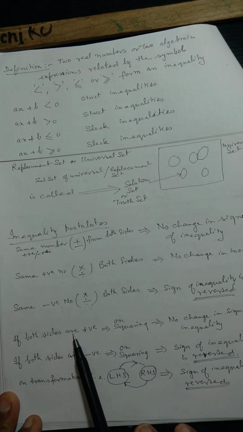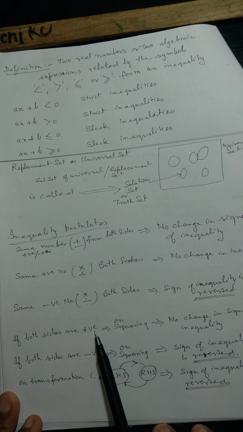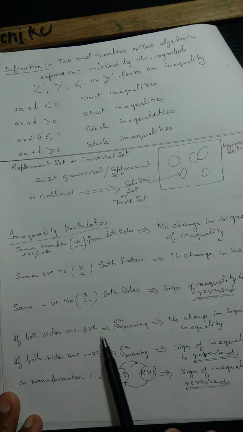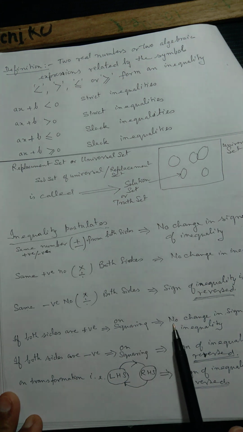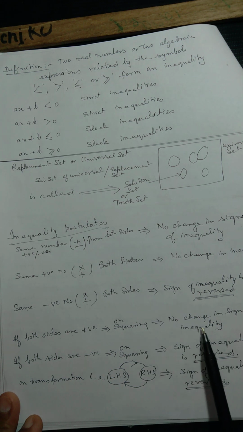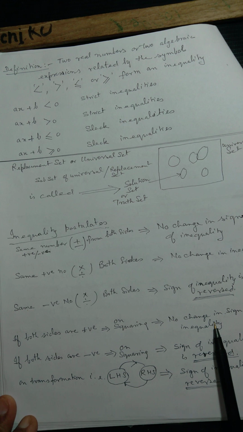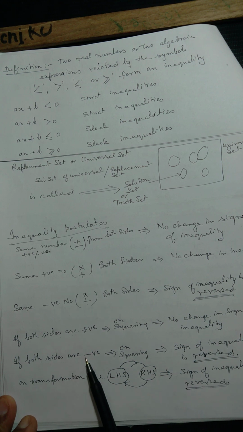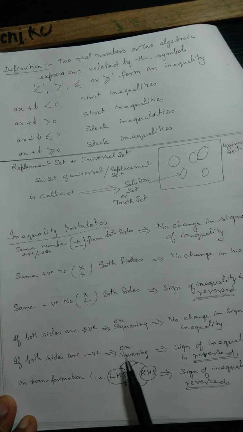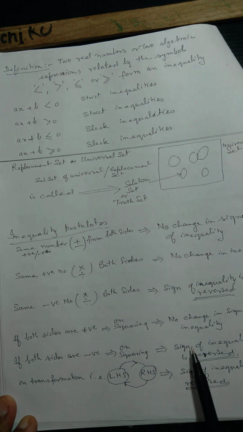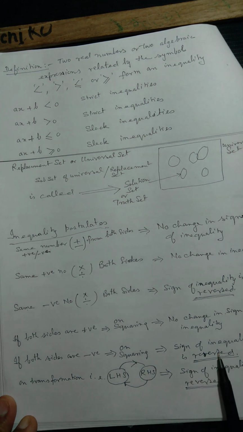If both sides, left hand side and right hand side, are positive, then on squaring there will be no change in the sign of inequality. If both sides are negative, on squaring the sign of inequality is reversed.